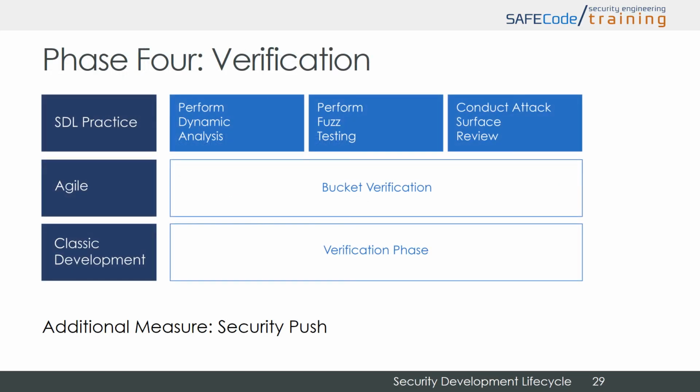After the implementation follows verification. The primary goal of the verification phase is testing for privacy and security violations. The necessary tasks can be separated into 3 categories. First, we have the dynamic analysis where the product is being searched for vulnerabilities at runtime. Typical tasks could be to look for memory corruptions, like buffer overflows, privilege issues, and other security problems.